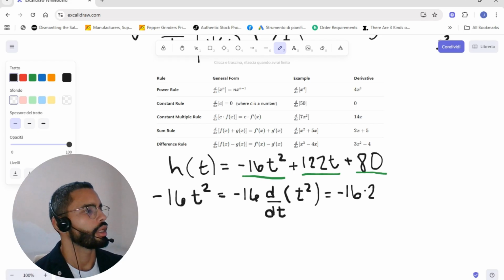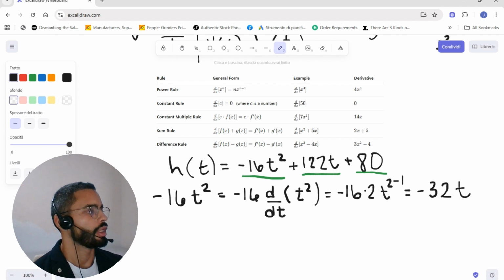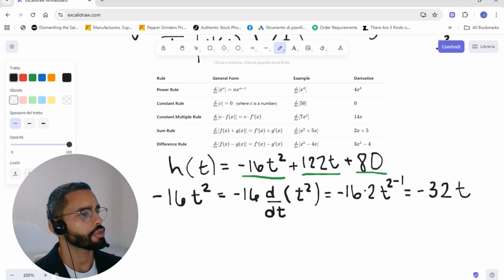Perfect, yes. And we reduce the exponent, we subtract 1 from it. Okay, exactly. So our result would be negative 32t. So this is for the first term. What about the second? The 122t. What would you do here?